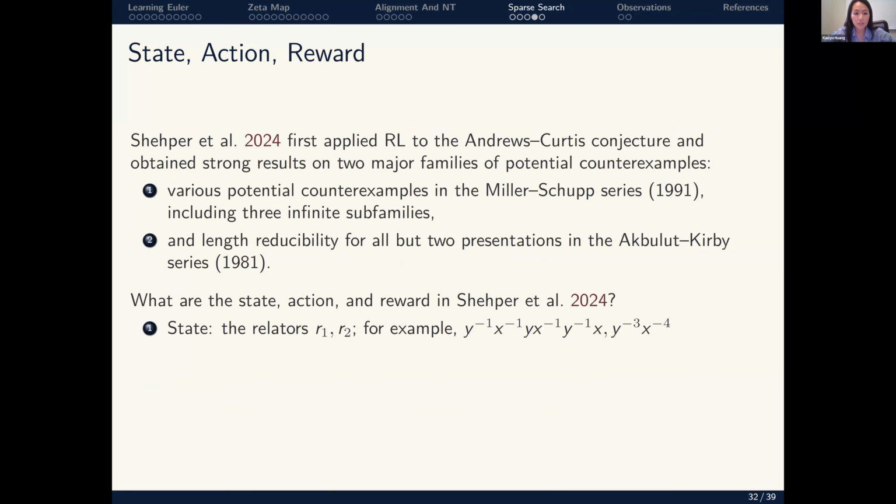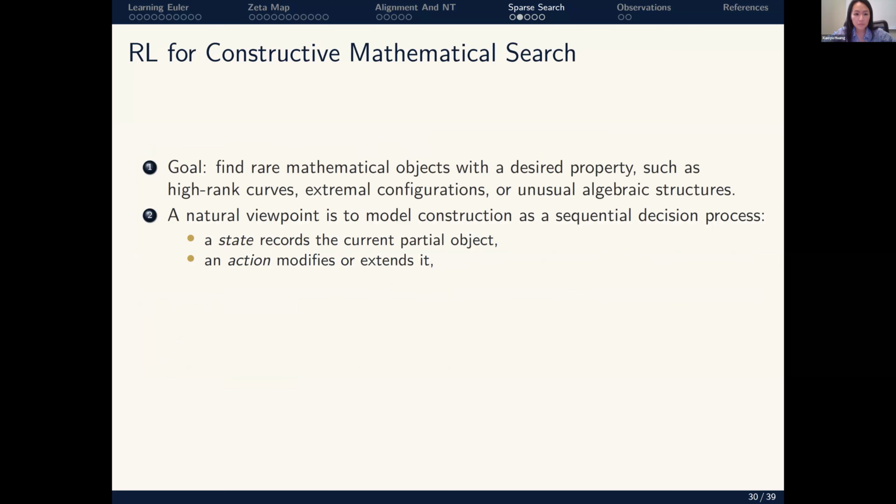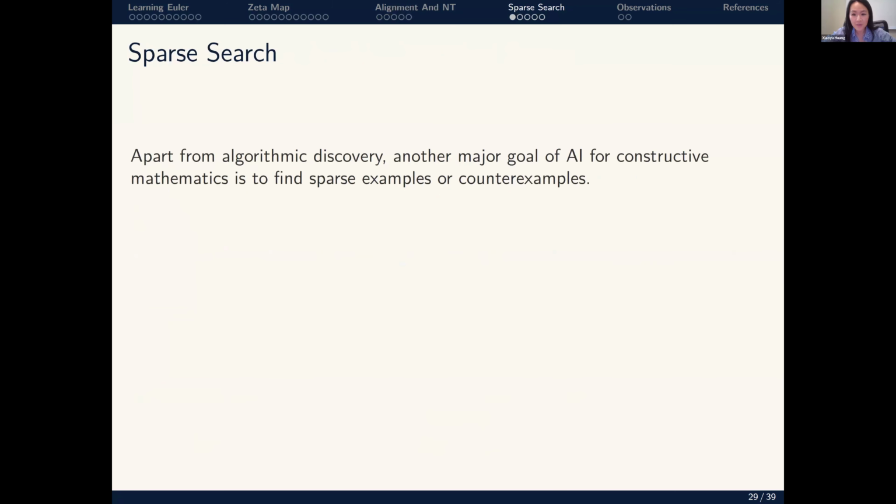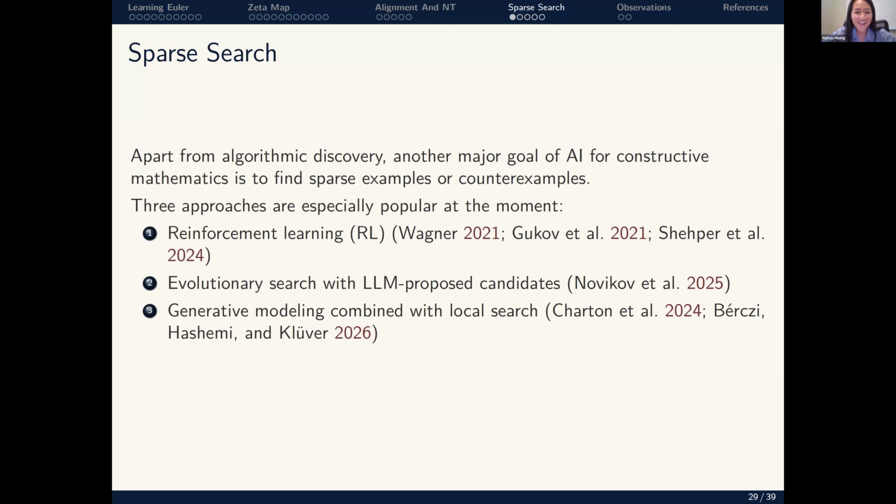So let me go back to here. Can you still see my slides or am I hallucinating? Yes, we can see them. So the second point here, the evolutionary search with LLM-proposed candidates, we can find in a paper termed AlphaEvolve. That's essentially a genetic algorithm. The LLM will propose an algorithm to find examples for whatever purpose you desire, and how it evolves is through a genetic algorithm. You pick the algorithms that give you nice results and then evolve them.